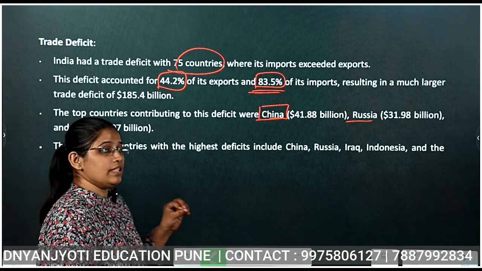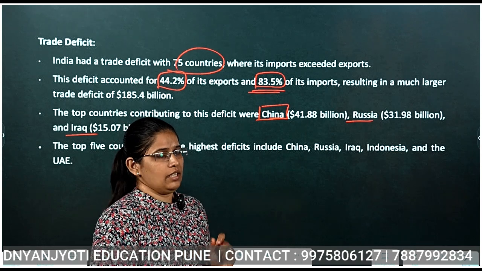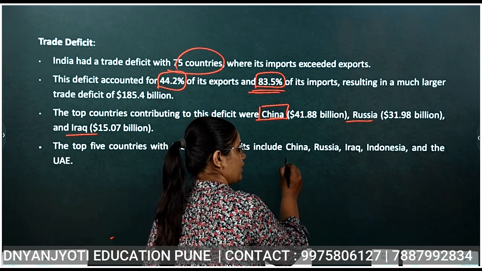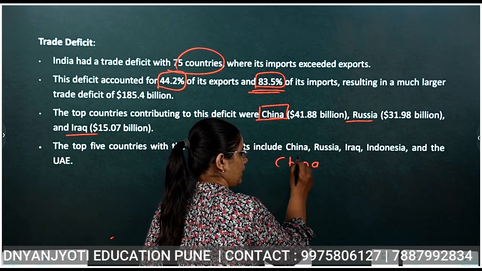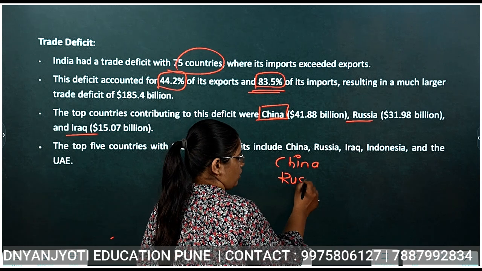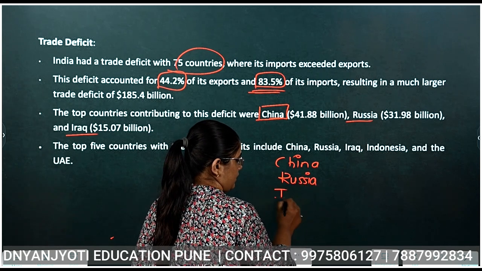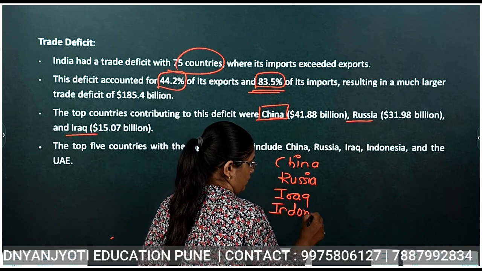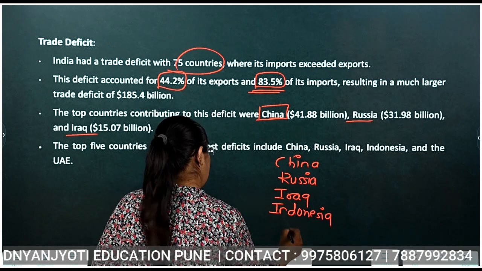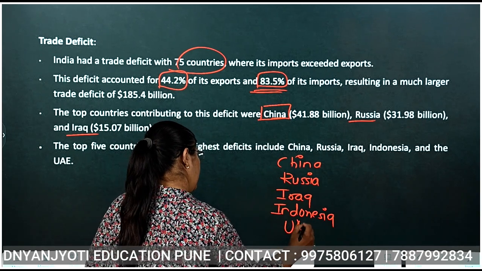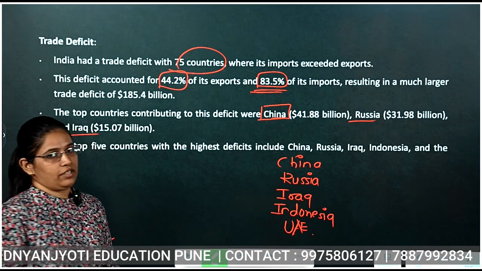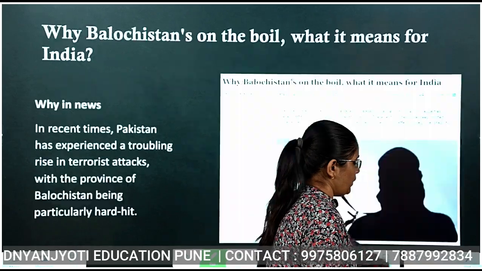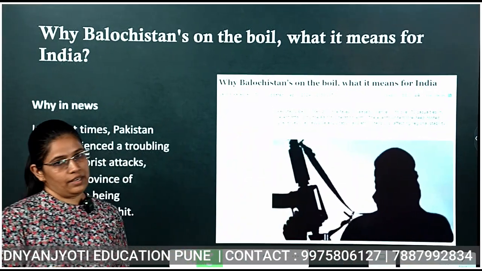Apart from this, if we consider the top 5 countries where India is having a trade deficit, the countries are China, then Russia, next is Iraq, Indonesia, and lastly the United Arab Emirates, that is UAE. Okay, so these are the top 5 countries with which India is having trade deficits.